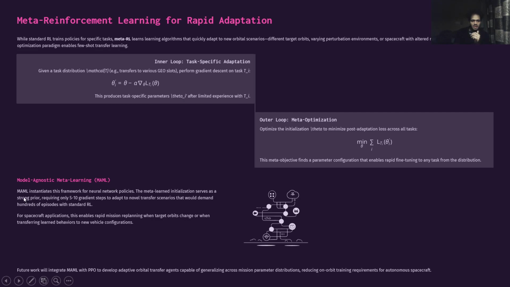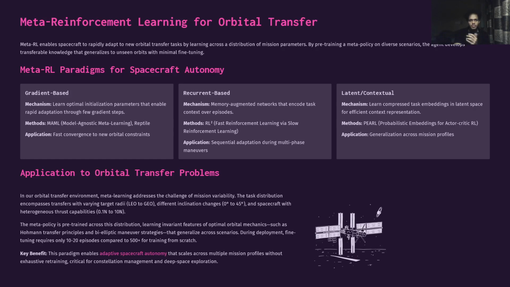So MAML instantiates the framework for neural network policies. The meta-learned initialization serves as a strong prior, requiring only 5 to 10 gradient steps to adapt. In non-MAML cases, we would be using so many gradient steps. So this decreases it by a lot, and it's used for generalization, and it's also helpful in adaptation. So let's see how it helps us.